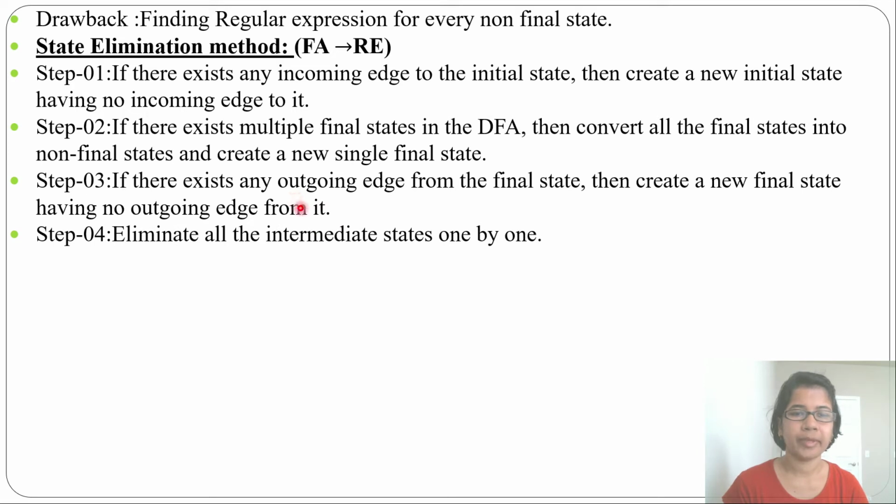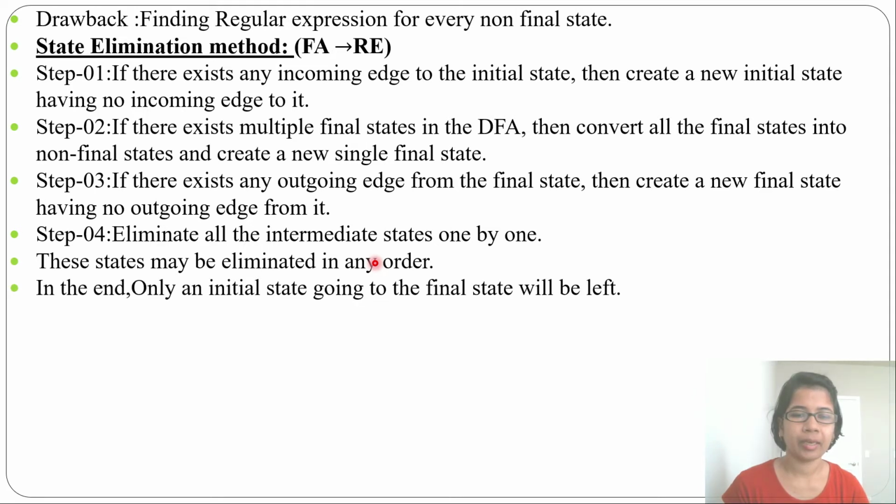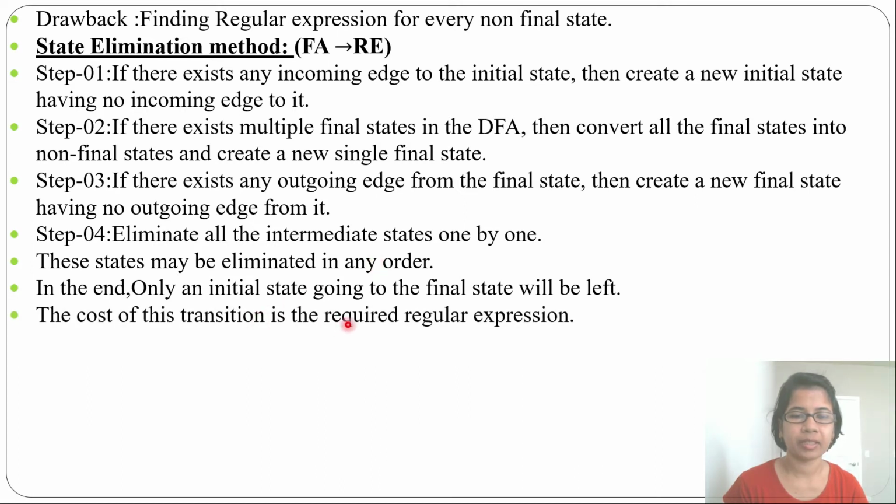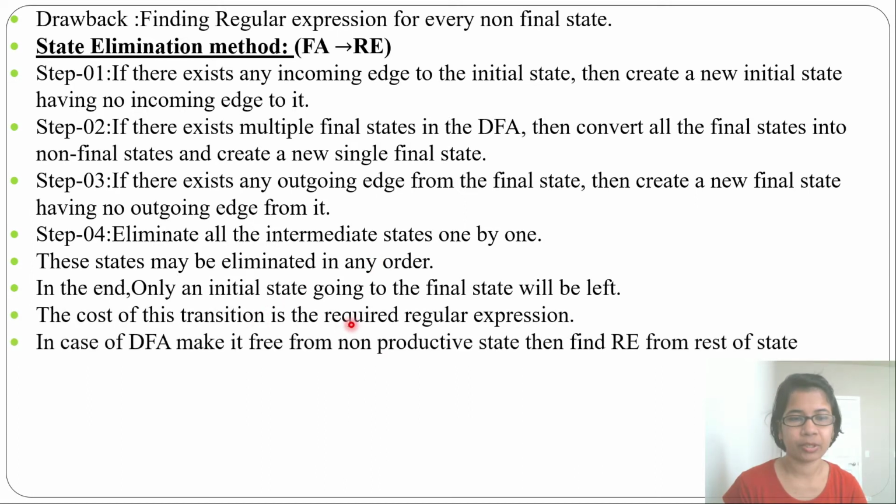Step 4, eliminate all the intermediate states one by one. This can be in any order. In the end, only an initial state going to the final state will be left, and the cost of this transition is the required regular expression. In case of a DFA, make it free from non-productive states, then find the regular expression for the rest of the states. In case of an NFA, you don't need to remove any state. In case of a DFA, if there is a dead state, an unreachable state or equal states, just remove them, then find the regular expression.